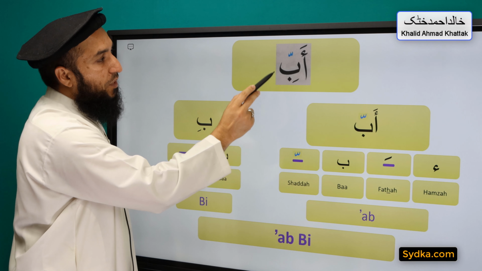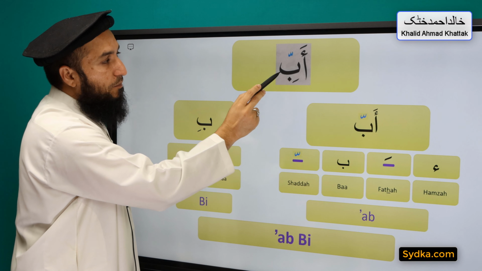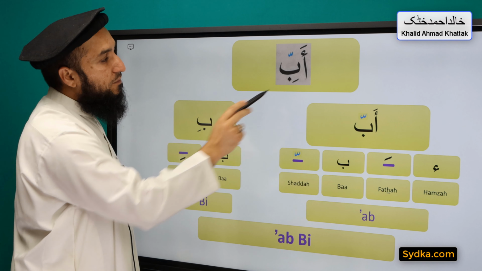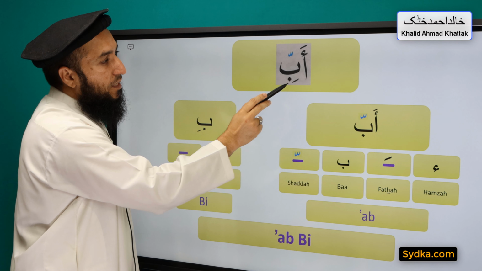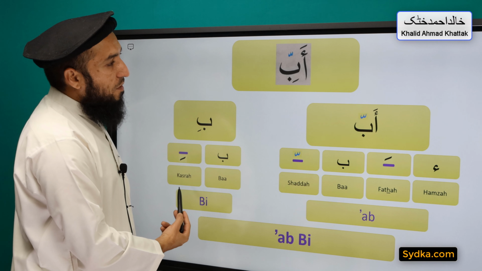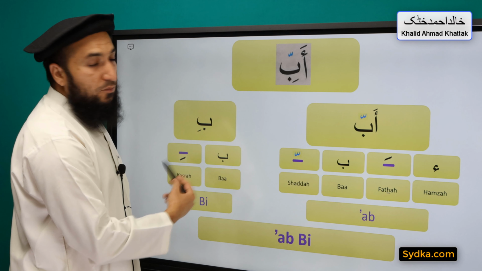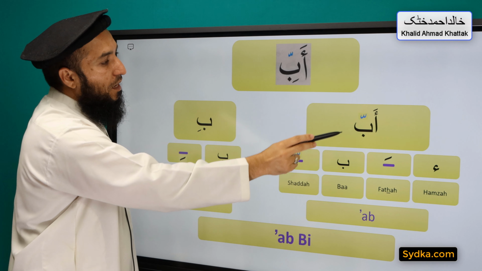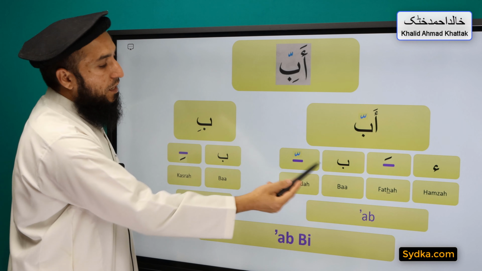The second syllable we have is ba kasra bi. Ba is a light letter, it has kasra underneath and it is prolonged for one count. Ba kasra bi. Combining both syllables together, we have abbi, abbi, abbi.